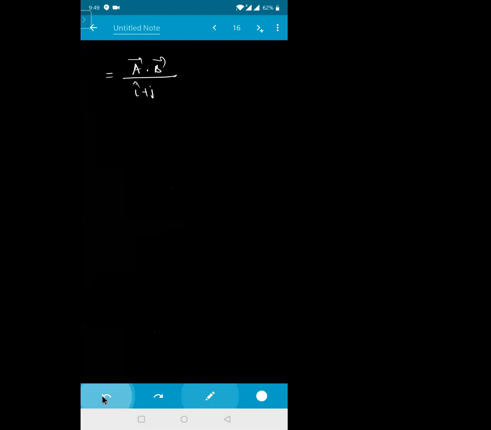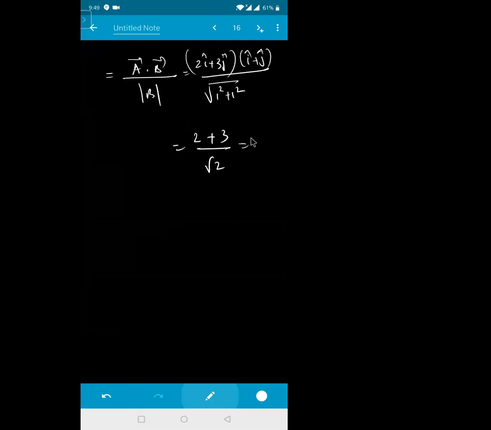So this one is nothing but mod of B. A's value is 2i cap plus 3j cap dot i cap plus j cap, divided by mod of this, which is nothing but root of 1 square plus 1 square. So 2 into i into i is nothing but 1, so it is 2 plus 3 divided by root 2. 2 plus 3 is 5, so 5 by root 2 is your answer. Clear for everyone?